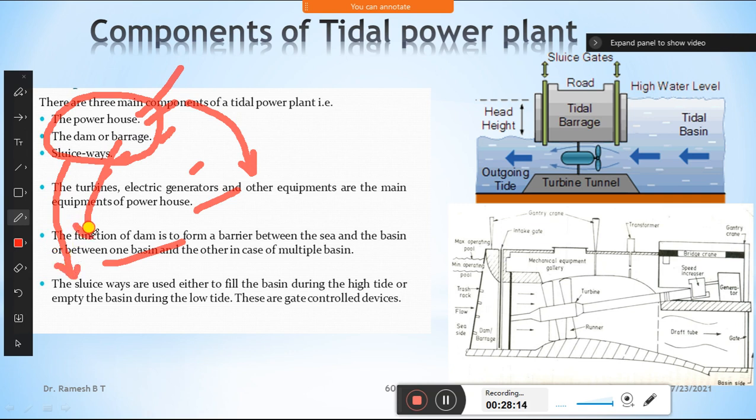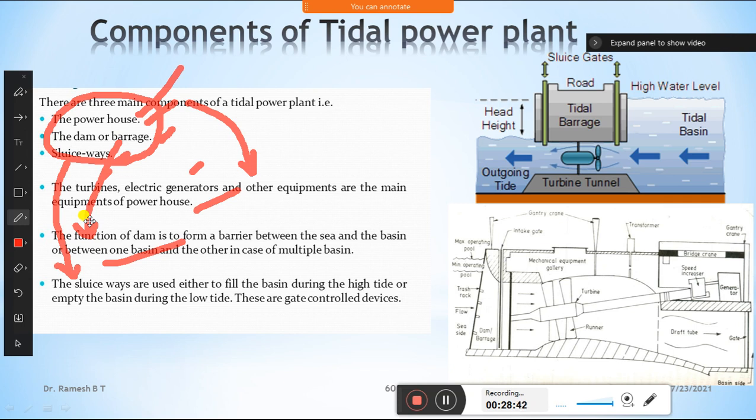So the three important components are the powerhouse, the dam or barrage, and the sluiceway. The turbine and the generators are necessary components in the powerhouse, and the sluiceway is used to fill or empty the basin. Generally it is convenient to have the powerhouse as well as the sluiceway nearly aligned with the dam. They are aligned with the dam, and that is preferred.